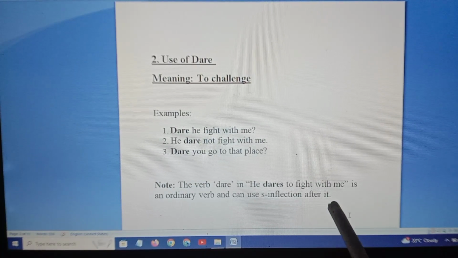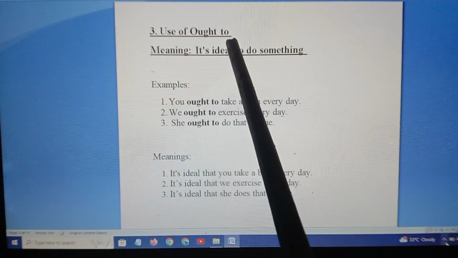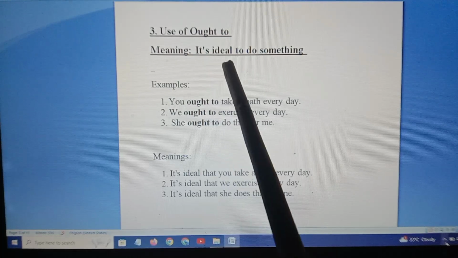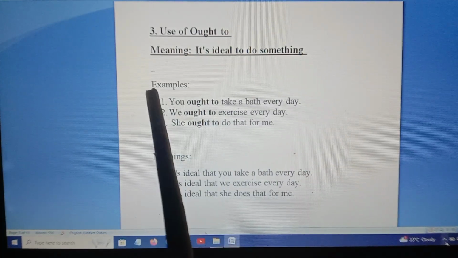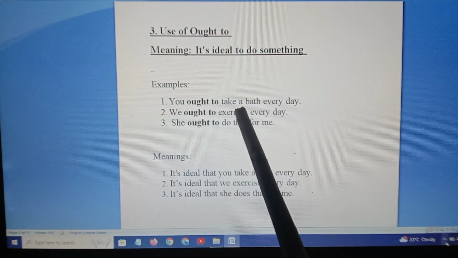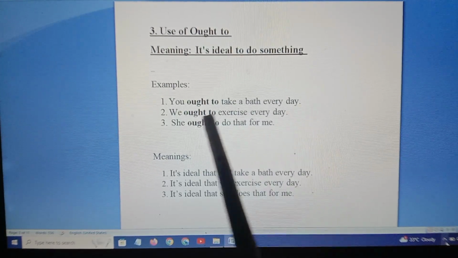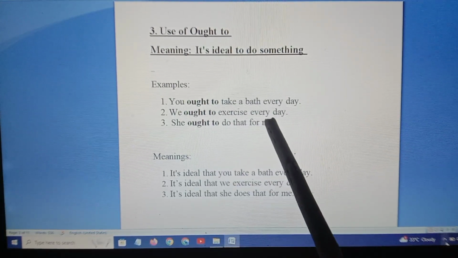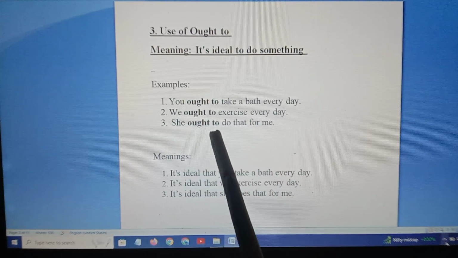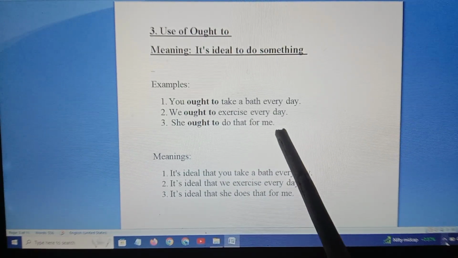Use of ought to, meaning it's ideal to do something. Examples: you ought to take a bath every day. We ought to exercise every day. She ought to do that for me.